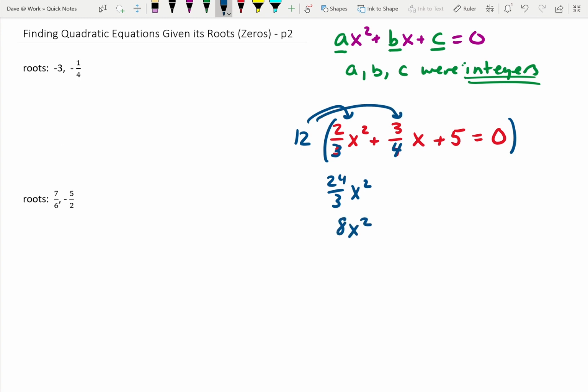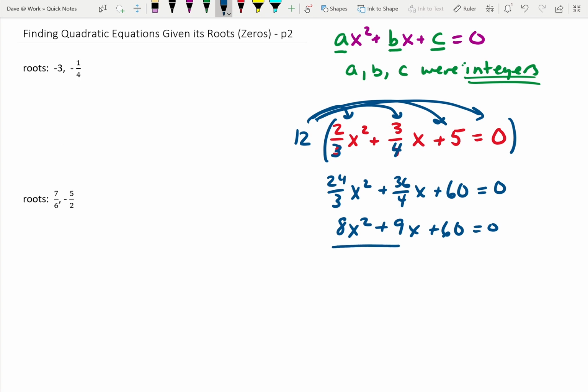I could multiply the 12 to the linear term, coming up with 36 over 4x, or plus 9x. Distribute the 12 to the constant, that's simply 60. And then also distribute the 12 to the equal 0. And the nice thing is anything times 0 still remains 0. So if I could come up with an equation of 8x squared plus 9x plus 60 equal to 0, this would be significantly easier to factor.